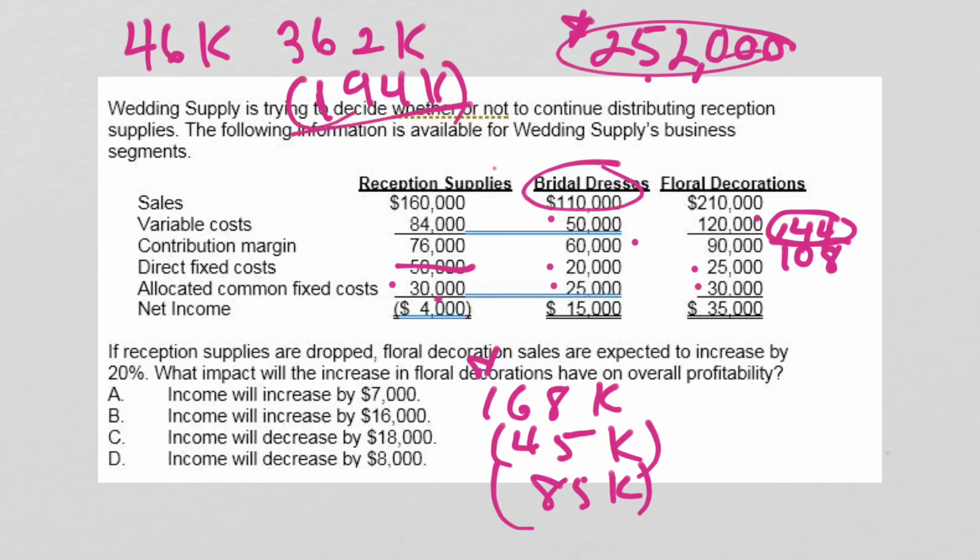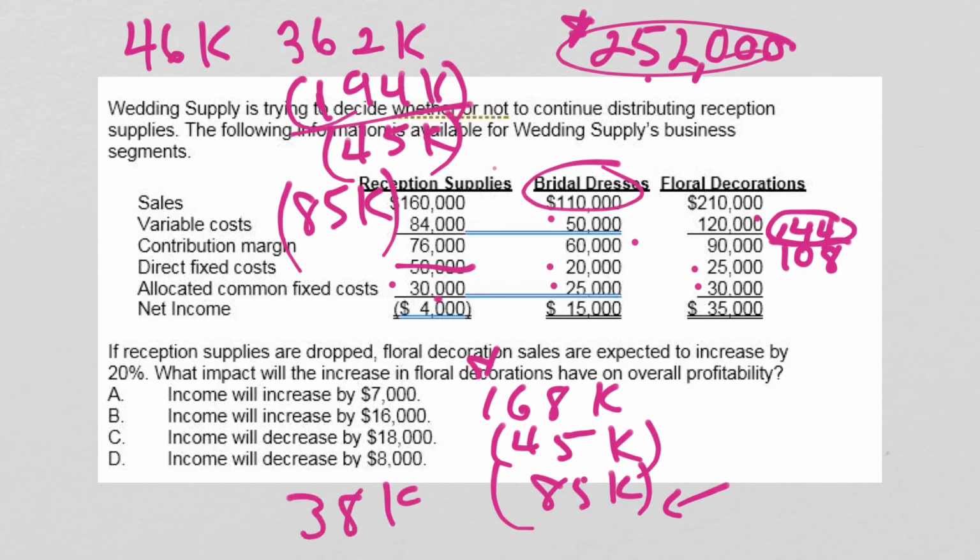That's a subtraction, minus the direct fixed cost of 45. That continues to be a subtraction, minus the 85K of allocated common costs, which we already figured out, remember, down here. And now let's see what our new bottom line will be. 362 minus 194 minus 45 minus 85, and we get 38K if we do the math all the way down here.